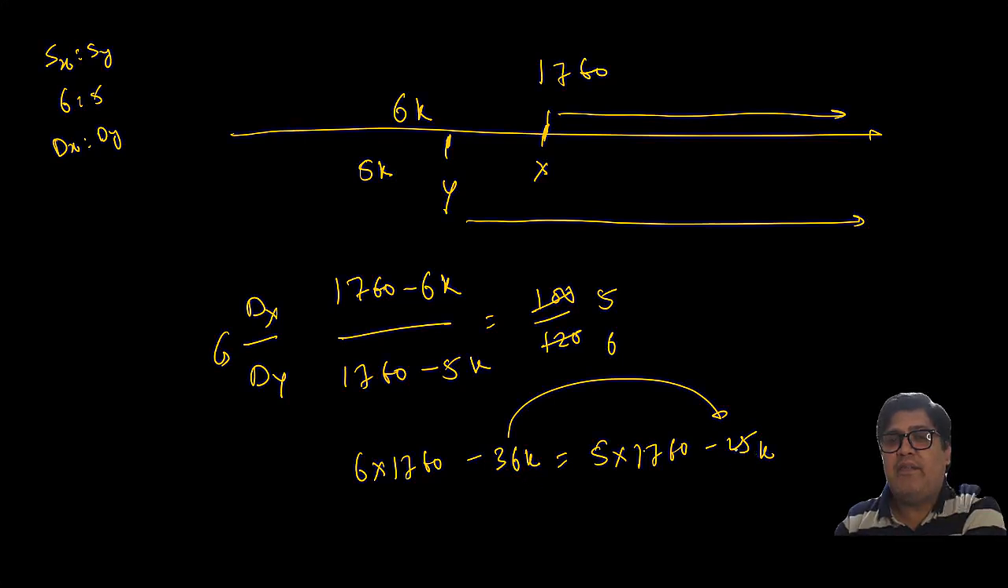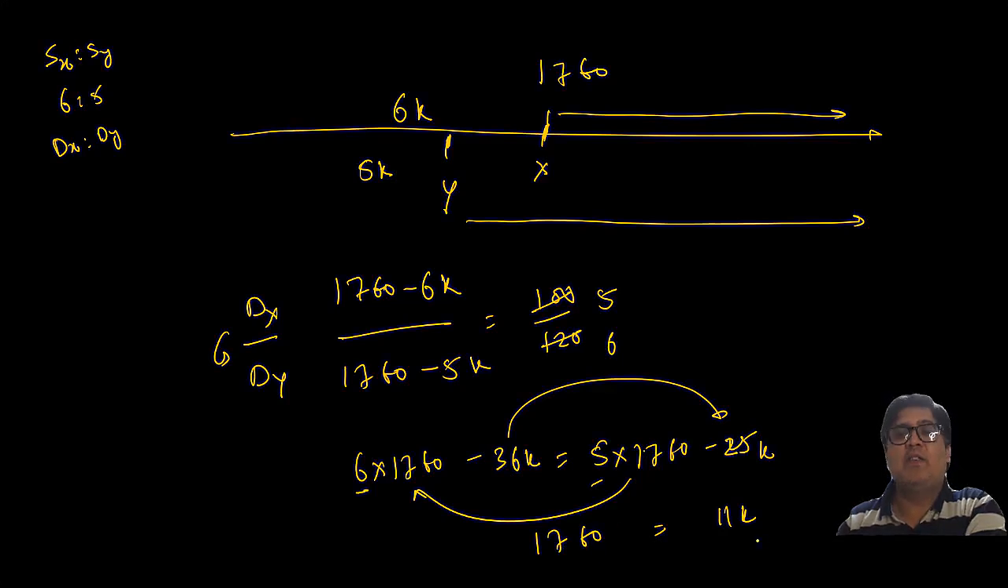What is 25 minus 36 minus 25? 11k. Take this over here. 6 minus 5 is 1. It is 1760. Now cancel this. What is the value of k? What is k? Cancel this, cancel this. K is equal to 160.